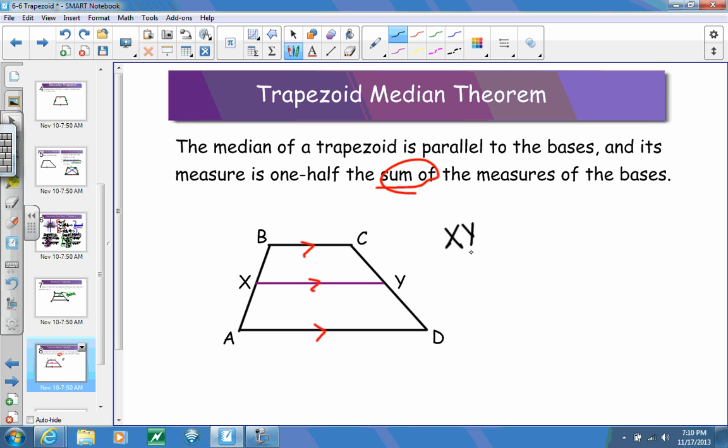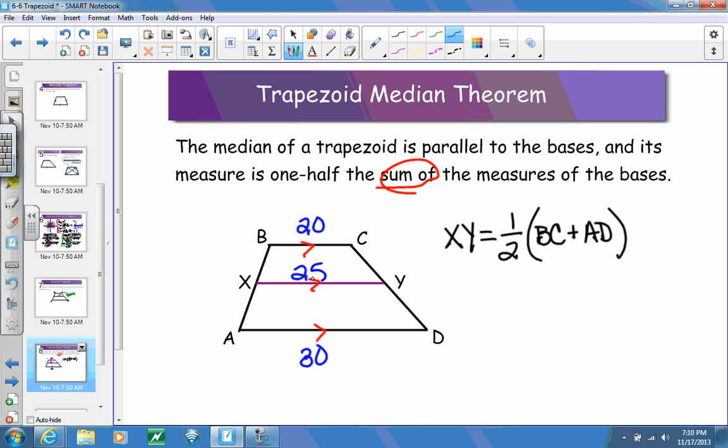So that means that XY is equal to 1/2 of the sum of your two bases, and our two bases are going to be BC plus AD. Adding those two bases together and multiplying by 1/2 is going to give you your median. So for example, let's say that BC was 20 and AD was 30. If I take 30 plus 20, that gives us 50, and 1/2 of 50 gives us 25, and that's our measure of XY.